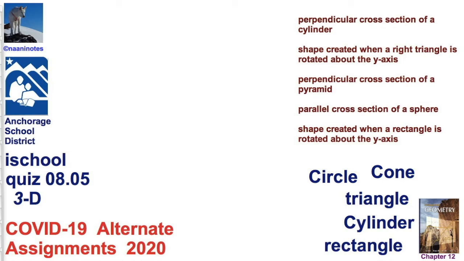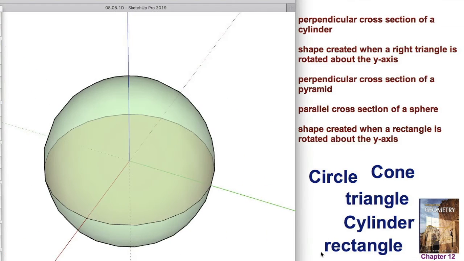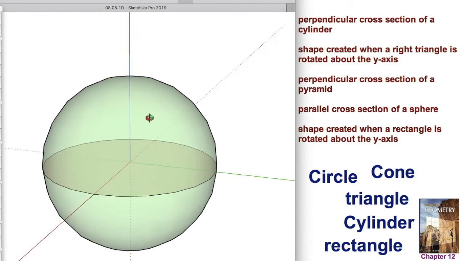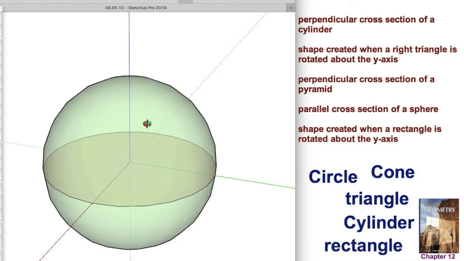And the parallel cross section of a sphere. Well, I got myself a little sphere here, and I made the center of the sphere the origin of the 3 axes, 0, 0, 0, as it were. Some of you are probably noticing that these arcs look like polygons. And that's how most of your 3D solid modeling software looks. We're still working towards that perfection.